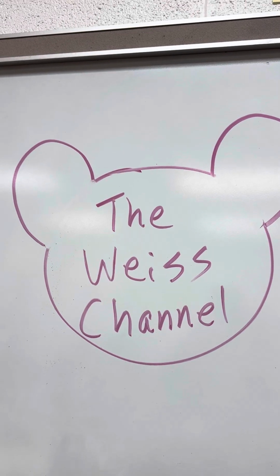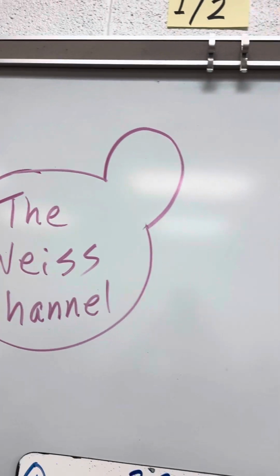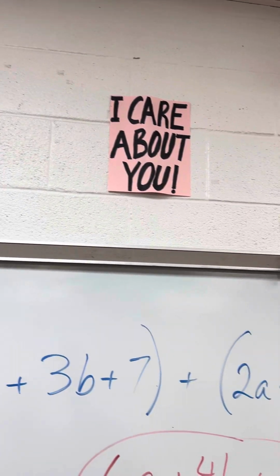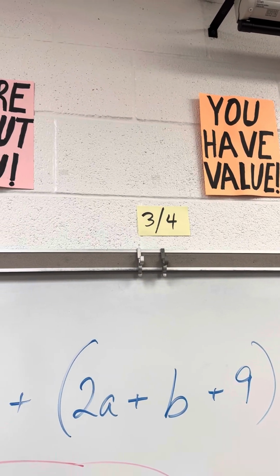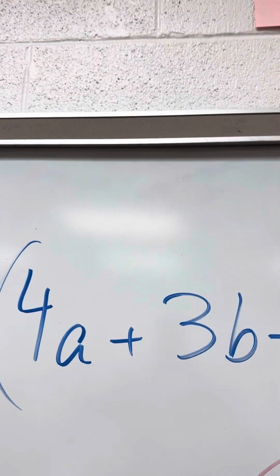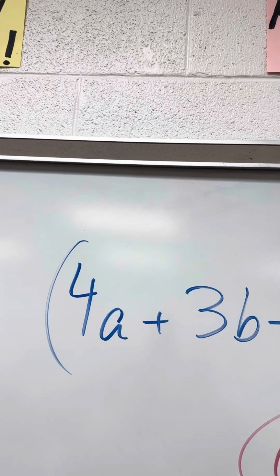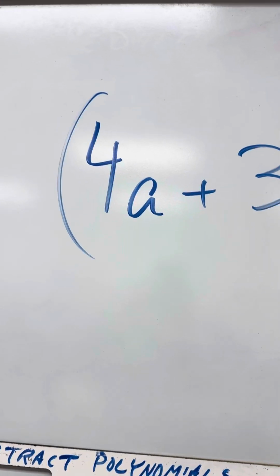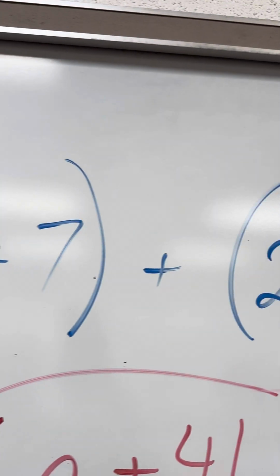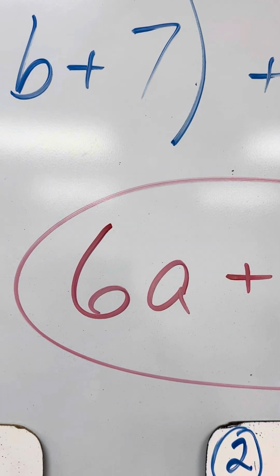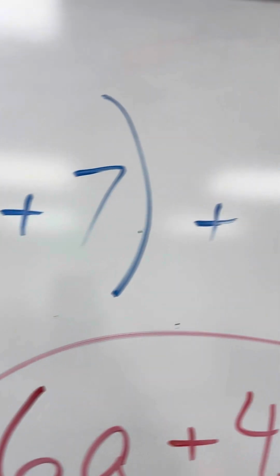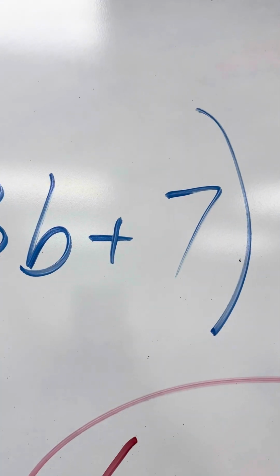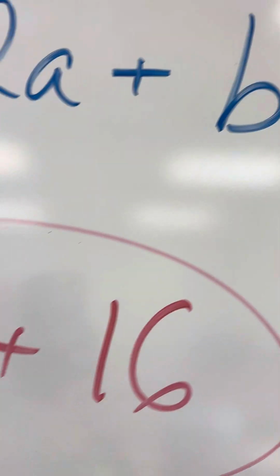Today we're going to add and subtract polynomials. For example, if you have 4a plus 3b plus 7 plus 2a plus b plus 9, you can't combine 4a plus 3b, right? But you can combine 4a and 2a. So I can add 4a and 2a, which gives me 6a. I add 3b plus b, or 1b, which makes 4b. And I add 7 plus 9, which makes 16.